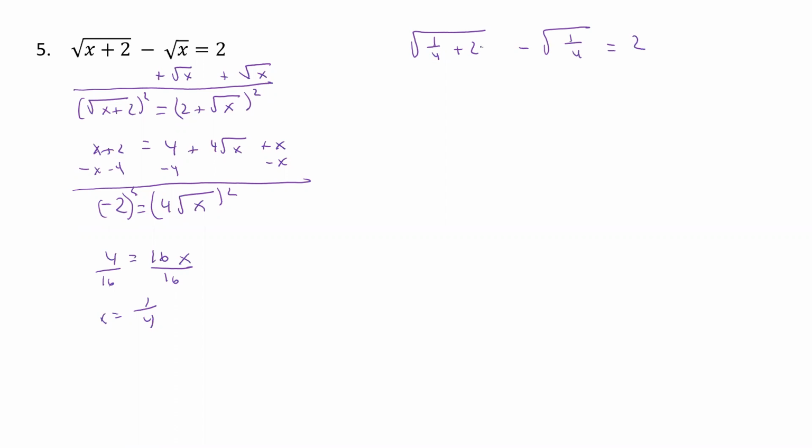Well, here if we get common denominator, that's 4 over 4. So here we have 8 plus 1, so that's going to be a square root of 9 over 4 minus, now we have the square root of 1 over 4, and that's equal to 2. Well, the square root of 9 is 3, square root of 4 is 2. Here we have square root of 1 is 1, square root of 4 is 2. 1½ minus 1/2, does that equal 2? No. So guess what? This one has no solution.